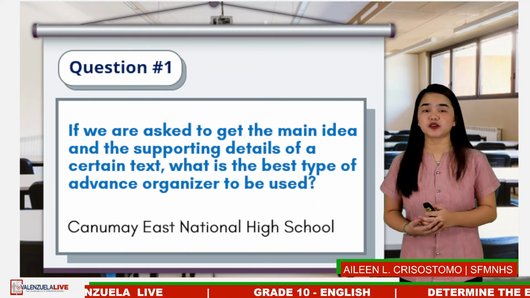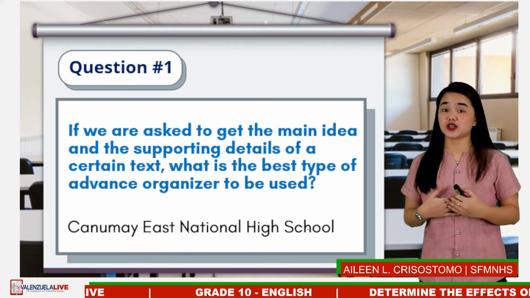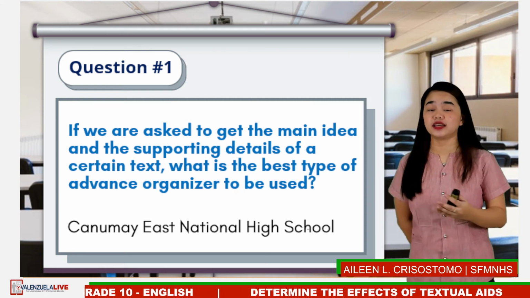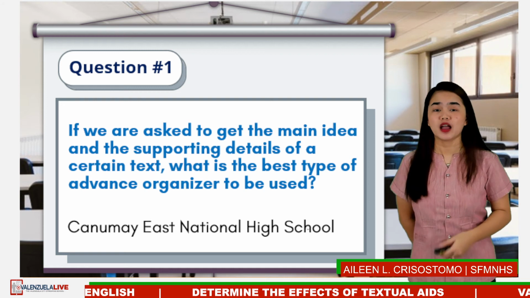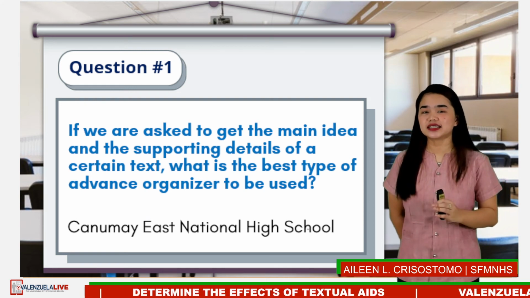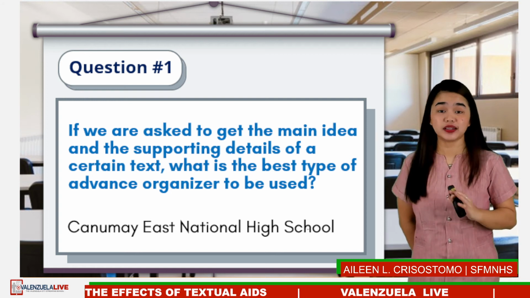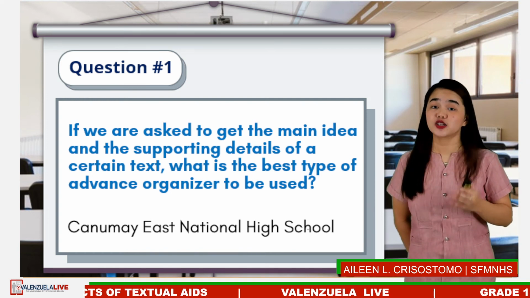Aside from those types of graphic organizers which I mentioned earlier, we also have this main idea and supporting details web or chart. From the title itself, this is an organizer which helps you identify the main idea of a text and the details that support it.